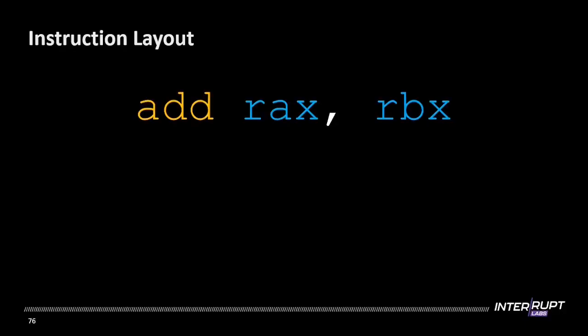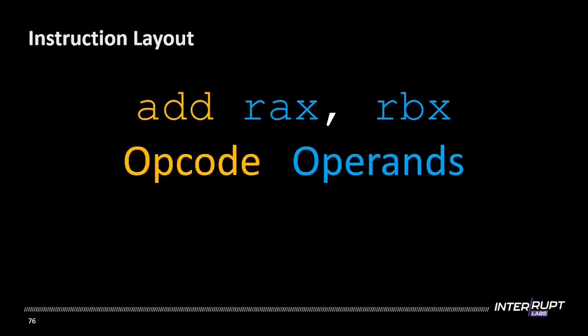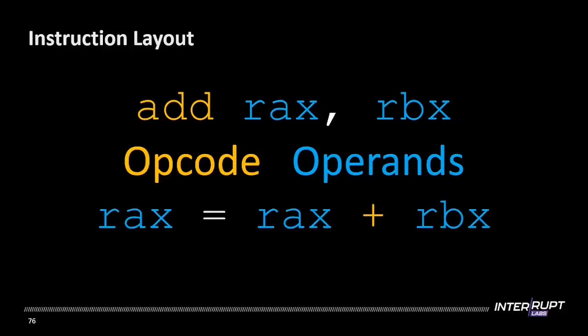So let's look at the instruction format because it differs a little from what we've seen before. So here's a typical add instruction. It's still an opcode followed by a comma-separated list of operands, but while in ARM64 you typically had one destination followed by two source operands, in x86-64 the first operand will often double up as the source and destination. So this instruction is like saying RAX is RAX plus RBX.